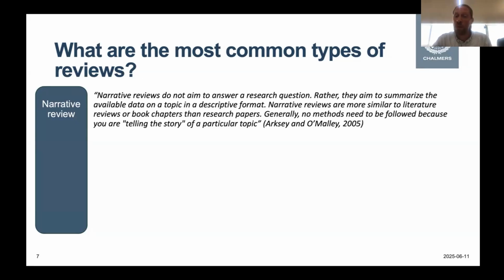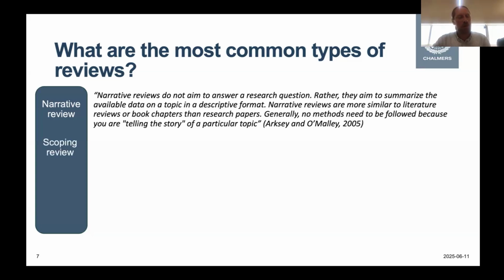And generally, no methods need to be followed because you are kind of telling a story of a particular topic. And this is something that most of you are doing when you are writing a previous literature chapter, when you're writing an article, for example.